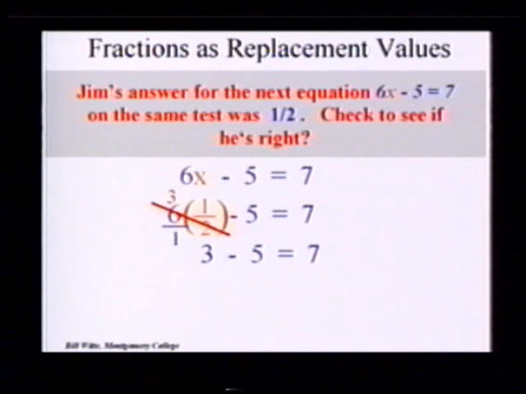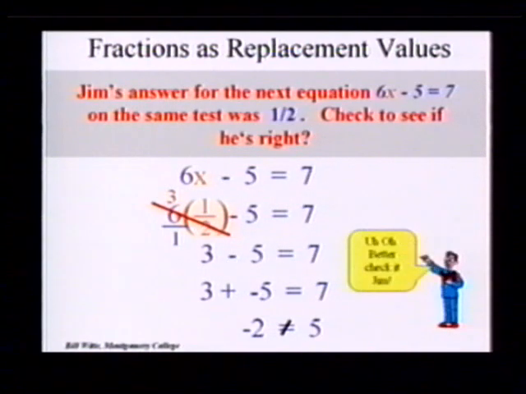Now, 3 minus 5, does that equal 7? Or 3 plus -5? It doesn't. Wait a minute. So that means he must have gotten the wrong answer. He's dead, Jim. So you better check it, Jim, okay?